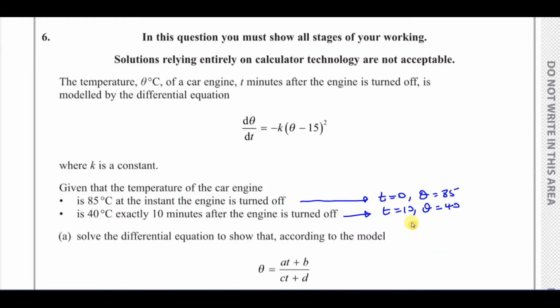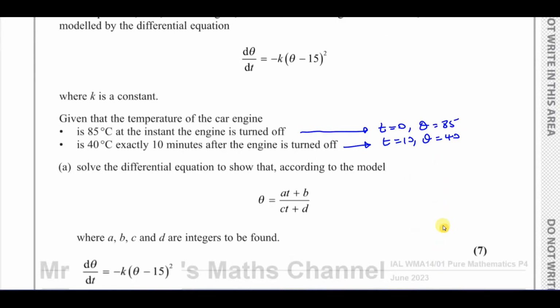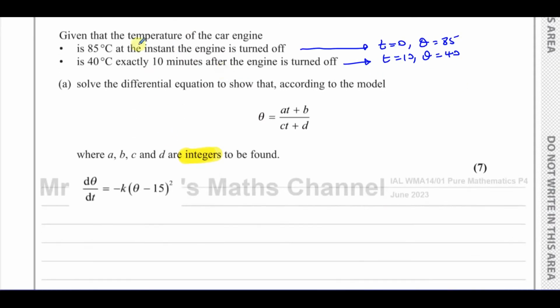We have to solve the differential equation to show that according to the model, theta is equal to a times t plus b divided by c times t plus d, where a, b, c, and d are integers to be found. So in the end, these must be integers, otherwise we've done something wrong. We start off with this differential equation, and we have to end up with something that looks like this. So how do we solve a differential equation?